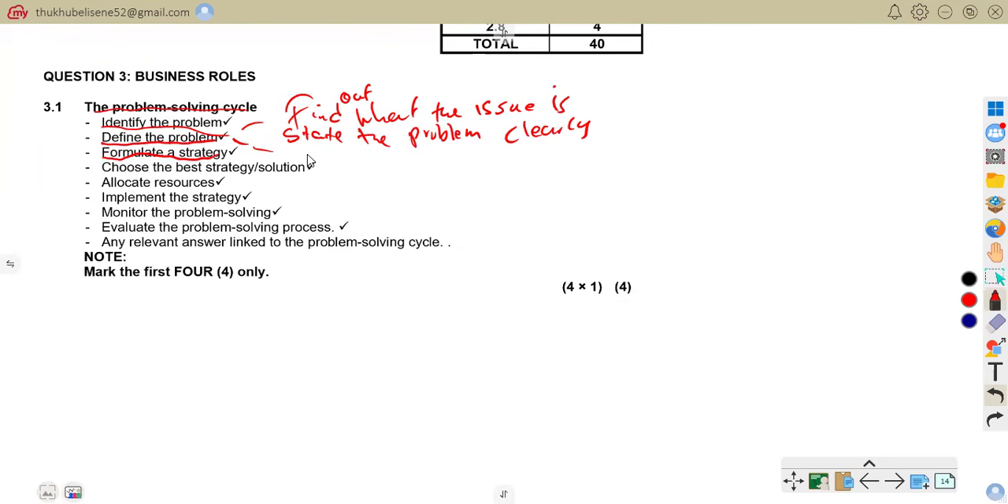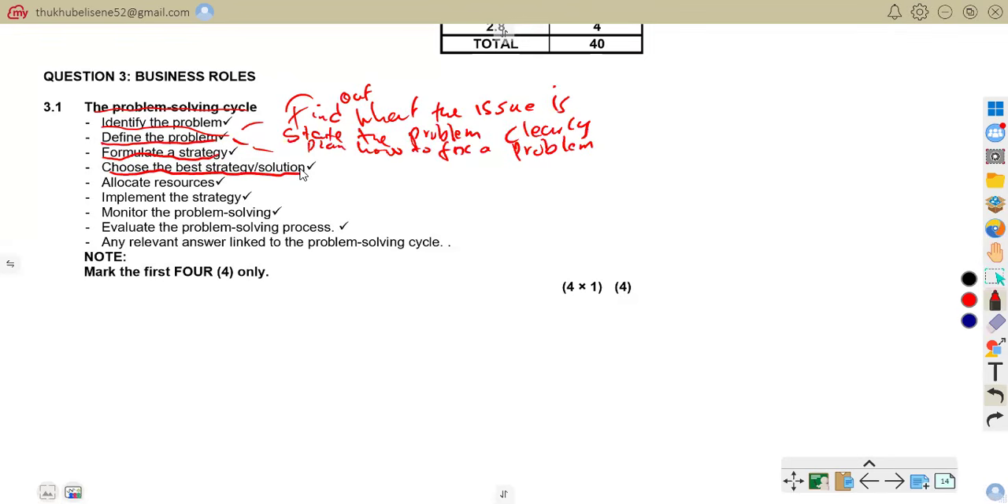Formulate a strategy now. When you formulate a strategy, you plan how to fix the problem. For example, improve product quality. The problem is product quality, and that is why our customers are unhappy. So now we formulate a strategy: you improve product quality and train your staff.